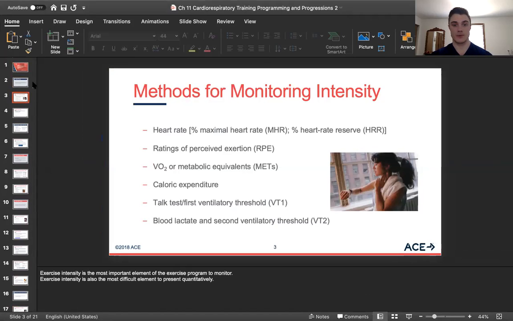So we have heart rate, and we'll talk about max heart rate and heart rate reserve today. And then we have RPE, which we discussed when we were doing the FIT principle, ratings of perceived exertion. We have metabolic equivalents, METs, caloric expenditure, talk test with ventilatory thresholds, and then we have blood lactate and second ventilatory threshold. So we're going to chat about these.